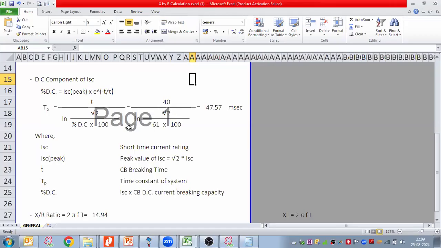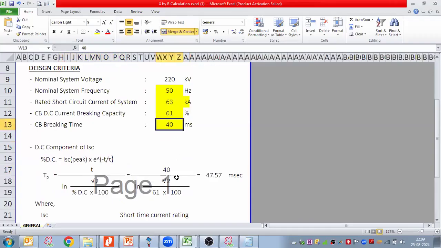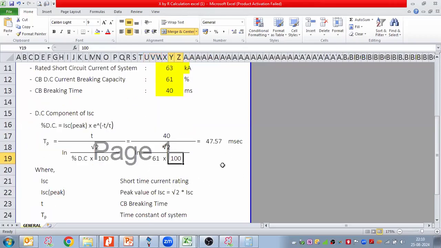So my time required to separate the breaker contact is 40 millisecond divided by square root of 2, ln of the percentage of the DC current at the time the breaker contact separated. Our breaker DC breaking capacity that we took here is 61%, and 61 into 100 is just to convert the percentage into a number. So my time constant comes to 47.57 millisecond.